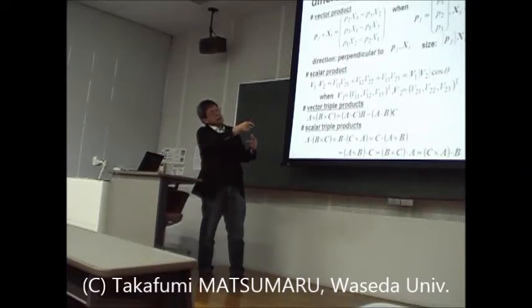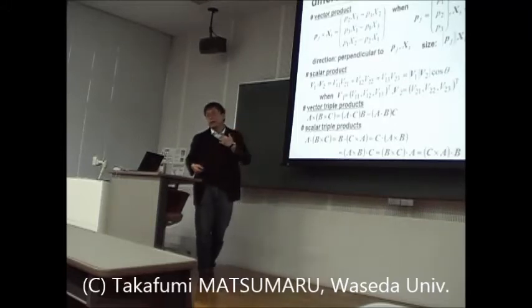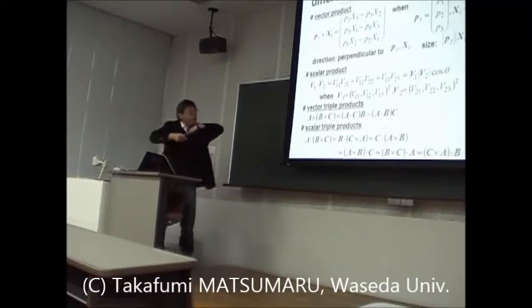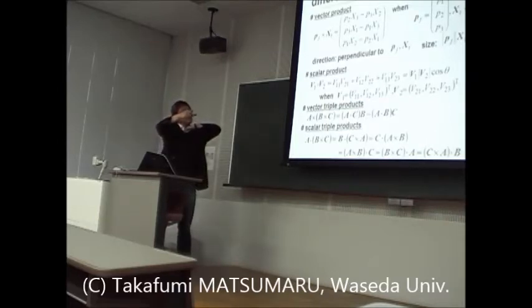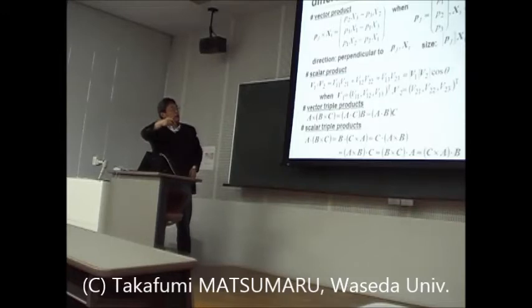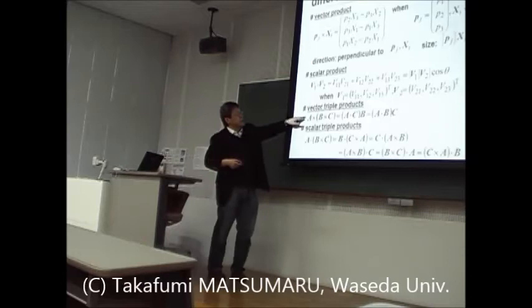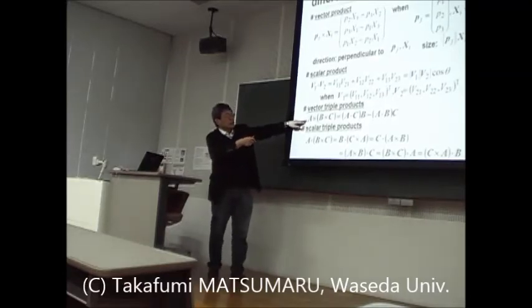Theta is the angle between p and x. Okay, this is only the simple vector product. And the scalar product is only the component-wise product, v1 v2 and so on, and this is the size of the vector times cosine theta. Yes. And the vector triple product looks like this, this equation.